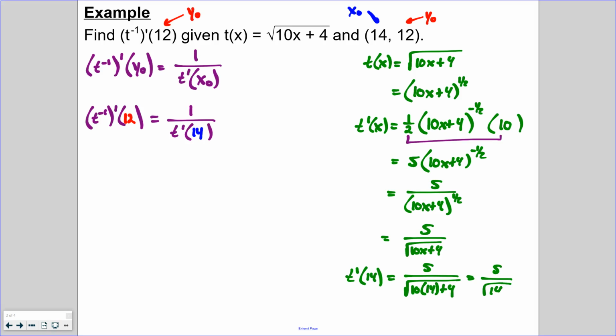Now, the square root of 144 is 12. So we wind up with t prime of 14 equals 5/12, which we can plug into our derivative. We have 1 over t prime of 14, which we just found out was 5/12. We can simplify this fraction with the calculator and find that the derivative of t inverse at 12 is 12/5.